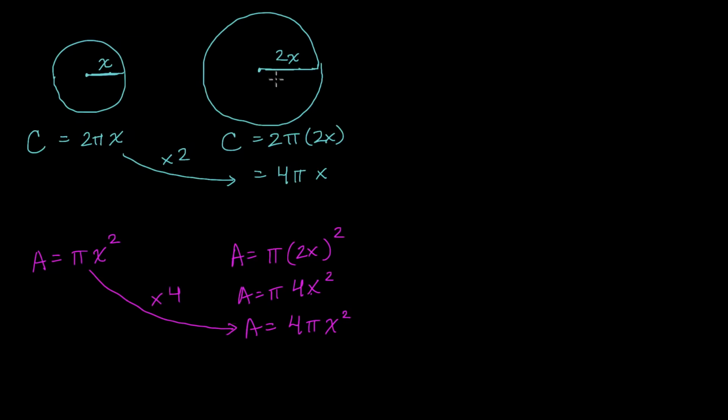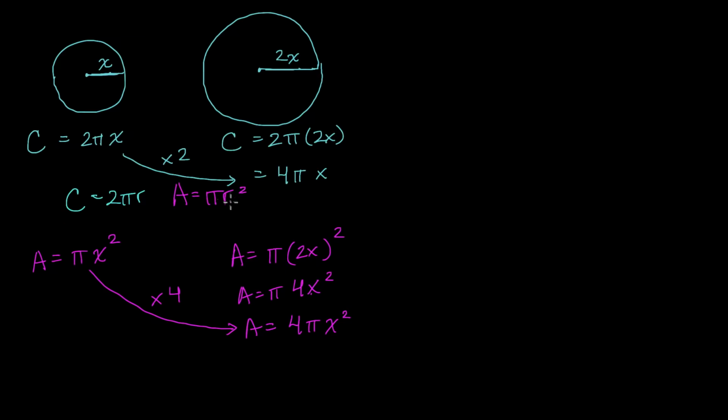Well, it comes straight out of the formulas for circumference and area. Remember, circumference is equal to 2 pi r, while area is equal to pi r squared. So you see here, area is proportional to the square of the radius. So if you double this, you're going to increase your area by a factor of 4.